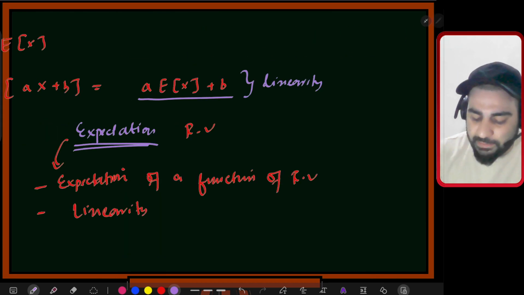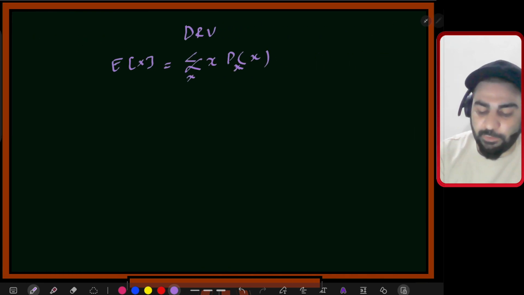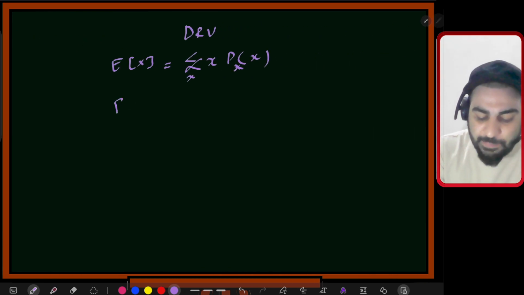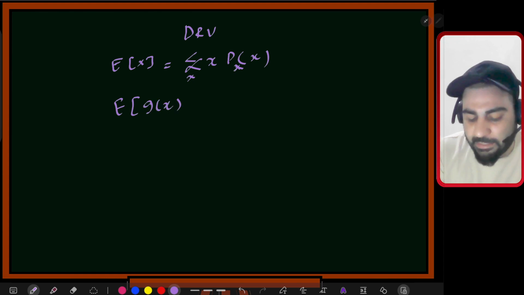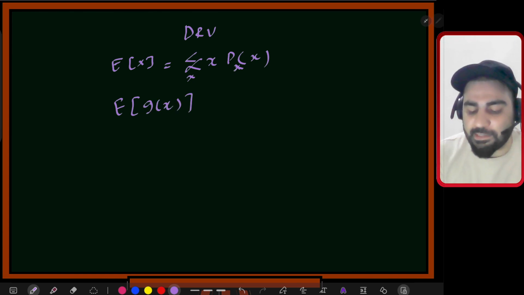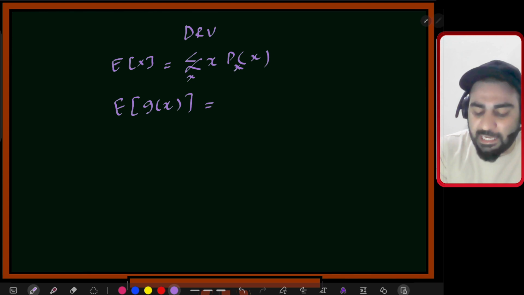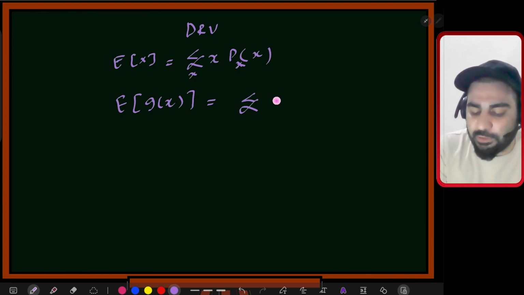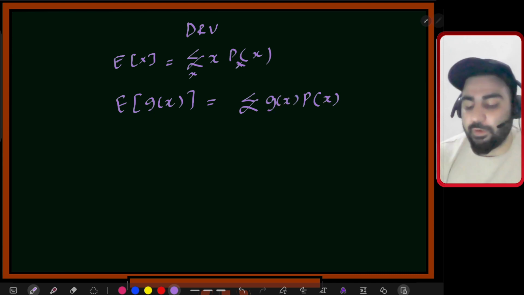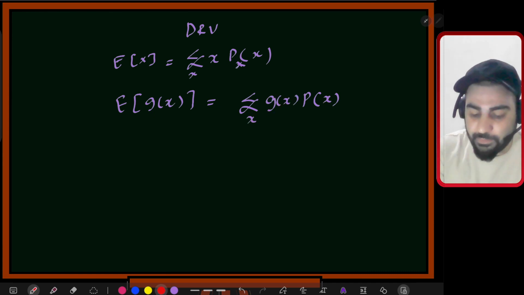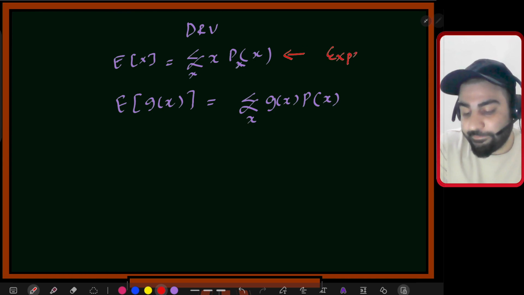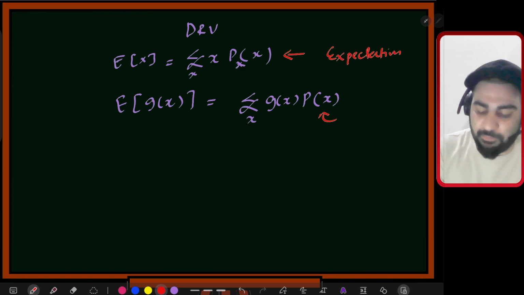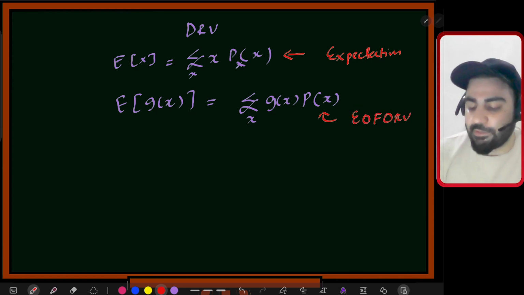The second topic that we studied was the expectation of a function of X. If we had a function G of X, we said the expectation of G of X. That means if you have a random variable X and we apply some function onto that, what is the expectation equal to? We use the original PMF of X and then just compute G of X for each value of X. So this was the definition of the expectation of a function of a random variable. I'm just writing in the short form.